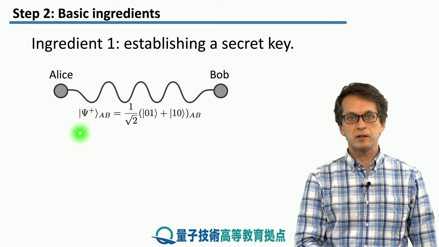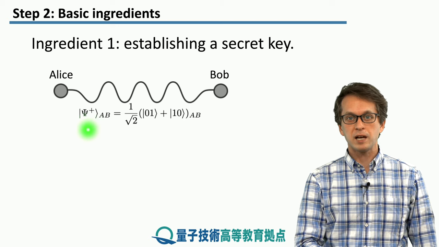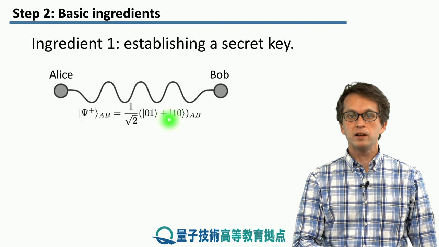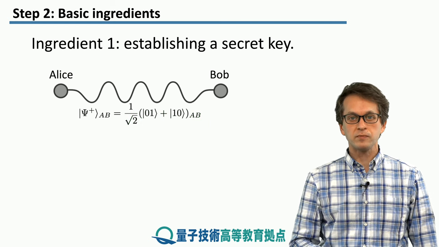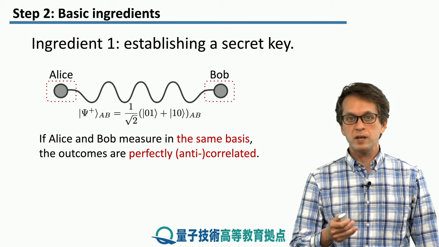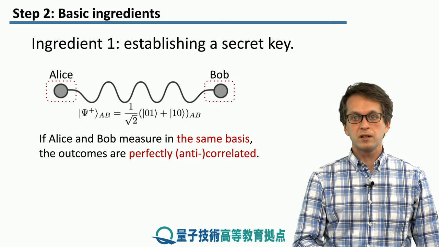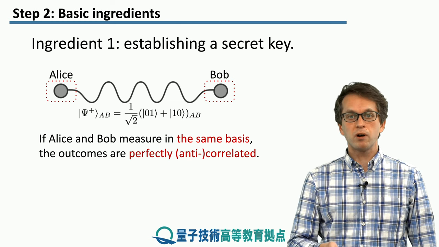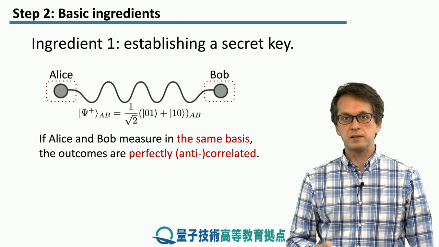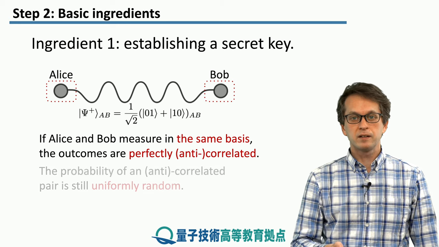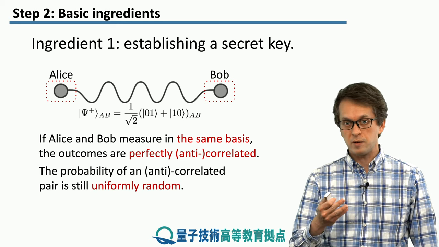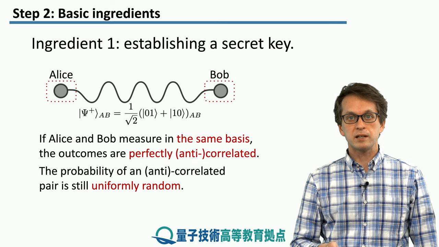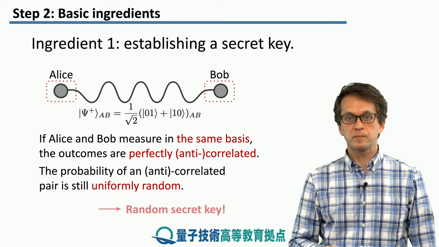The state is described by this state vector, psi plus, which is an equal superposition of basis states 0, 1 and 1, 0. Now, if we measure these qubits in the same basis, the outcomes will be correlated or anticorrelated depending on which basis they are measured in. Also, the probability of these outcomes is uniformly random. So let's see an example to demonstrate how it works.